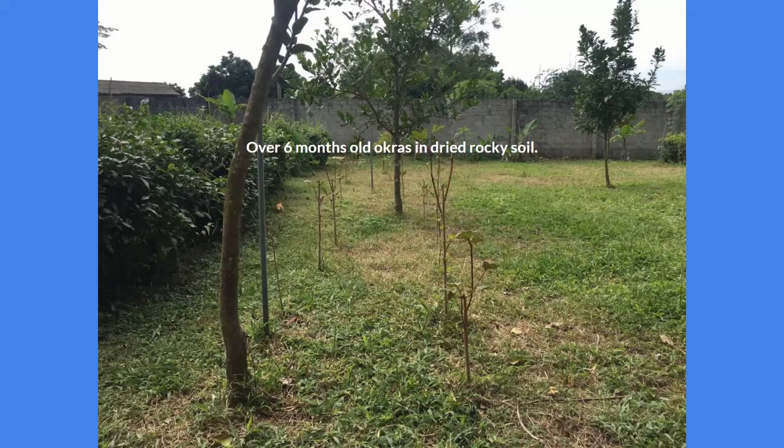Yeah, over 6 months old, okras in dry rocky soil, still surviving. They don't thrive, but they still survive in the rocky, hard soil with no water. The piping there is just for decoration. It doesn't work.